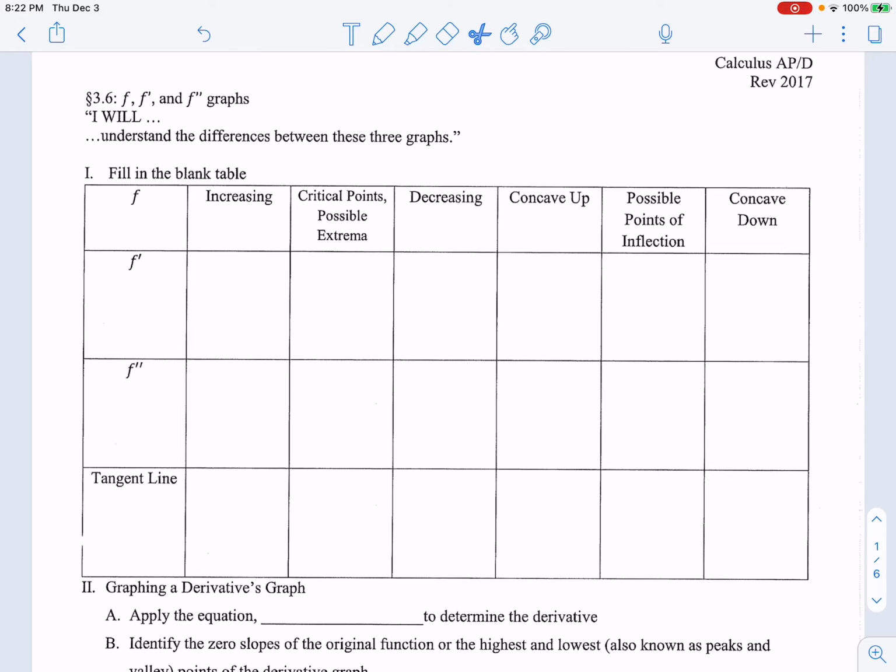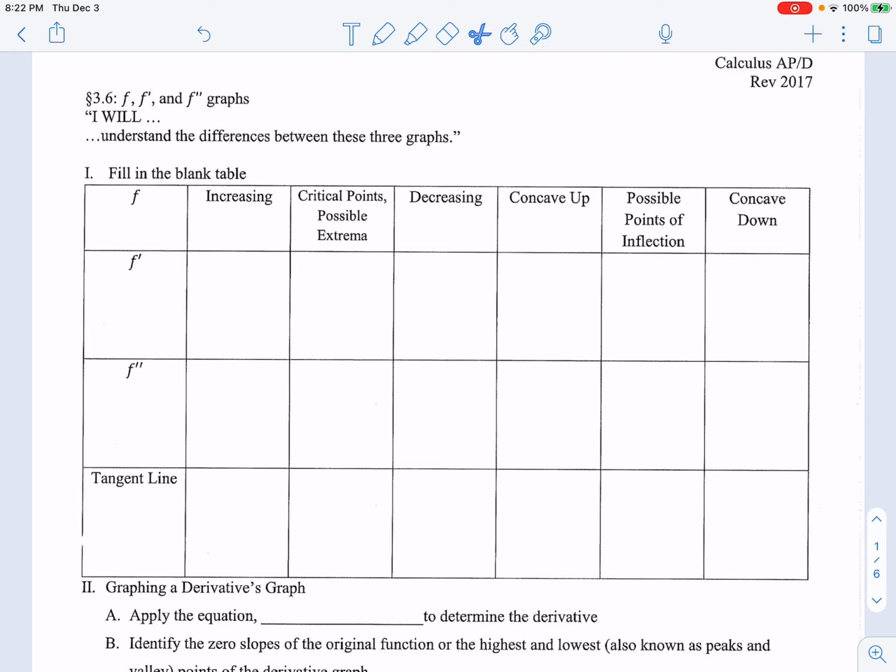Sorry. Anyway, favorite unit: graphs of the function, the derivative, and its second derivative. And you compare them. Most of the time, we're going to be looking at derivative graphs. And from the derivative, you go backwards to the function, you go forward to the second derivative. This little chart's kind of a fun one.